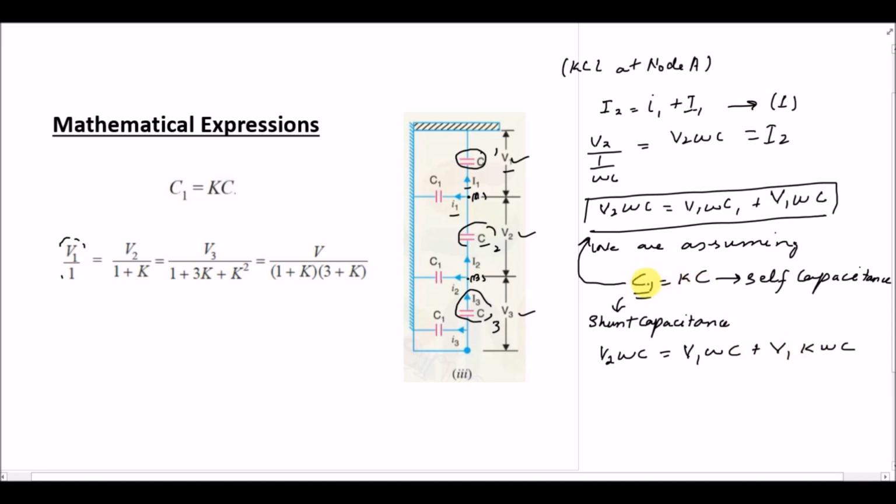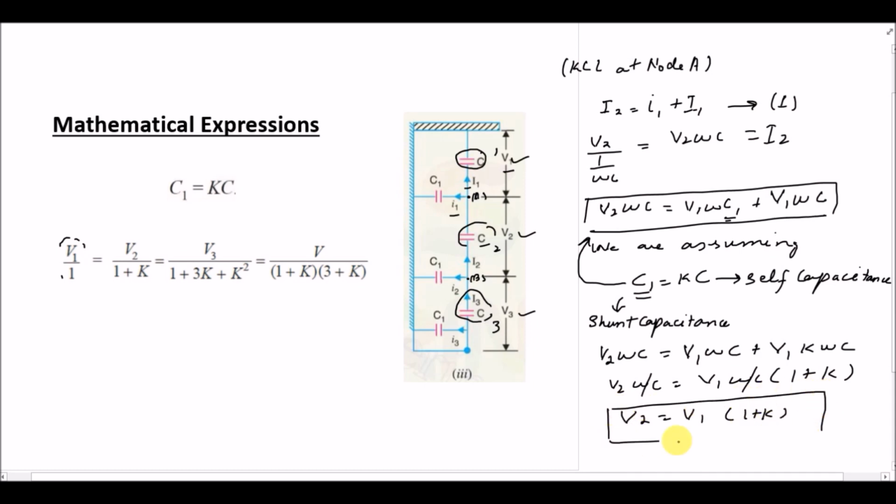So what I have done is just replaced C1 with KC, and after solving it will become V2 omega C is equal to V1 omega C into 1 plus K. Omega C will cancel out, and V2 is equal to V1 into 1 plus K. So this is the voltage V2 across disk 2.